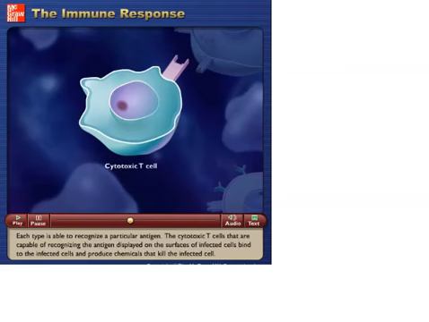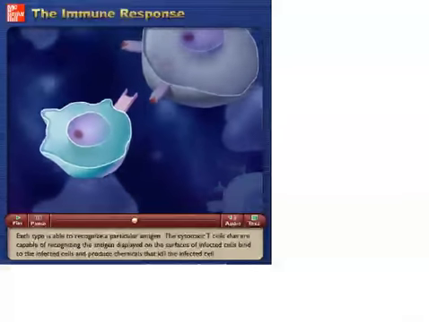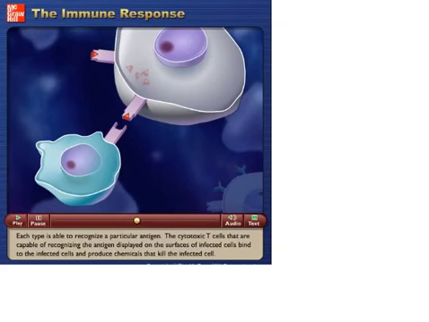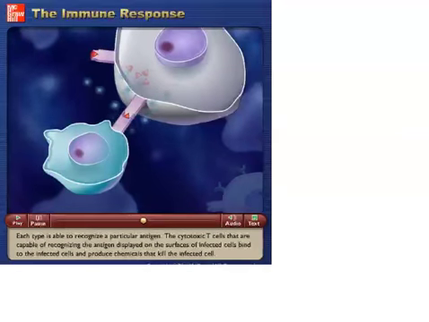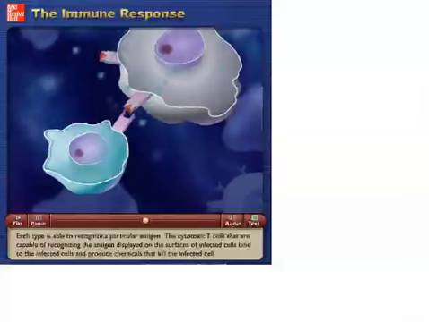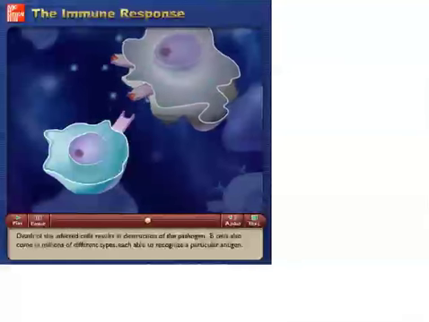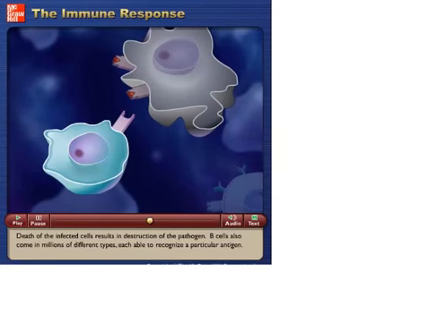Each type is able to recognize a particular antigen. The cytotoxic T cells that are capable of recognizing the antigen displayed on the surfaces of infected cells bind to the infected cells and produce chemicals that kill the infected cell. Death of the infected cells results in destruction of the pathogen.